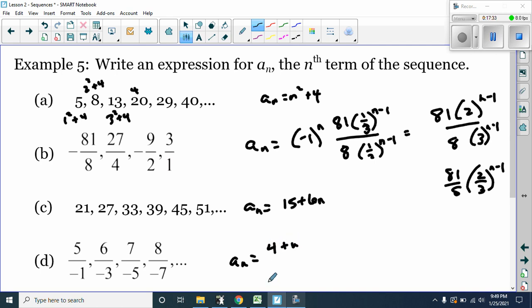Would have to start at 4 to get 5 in my first term. Down here we are subtracting 2 each time. Confirm by plugging 1 into the top: 2, 3, 4. If I plug 1 into the bottom, I get -1. Plugging 2 in gives me -3, and so on.